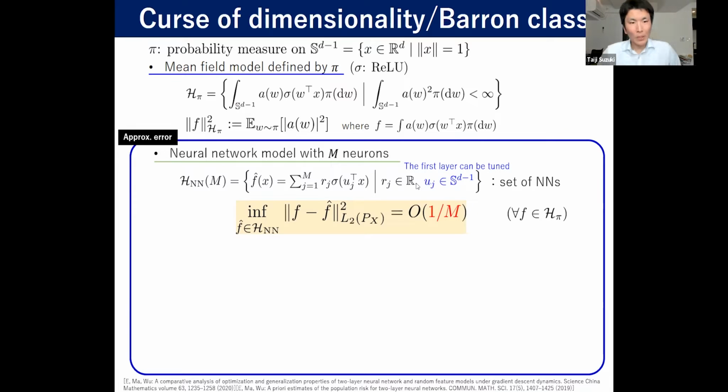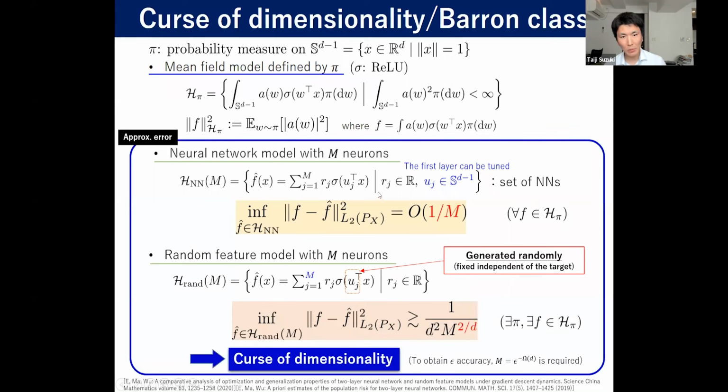Okay, yeah. So now we try to approximate this kind of integral by using a finite width network where the width is m. You can tune both the first and the second layers' parameters. The approximation error can be bounded like this: the squared L2 distance between f and f hat is bounded by 1/m. So this is reasonably good. If you increase the width, then the approximation error becomes better.